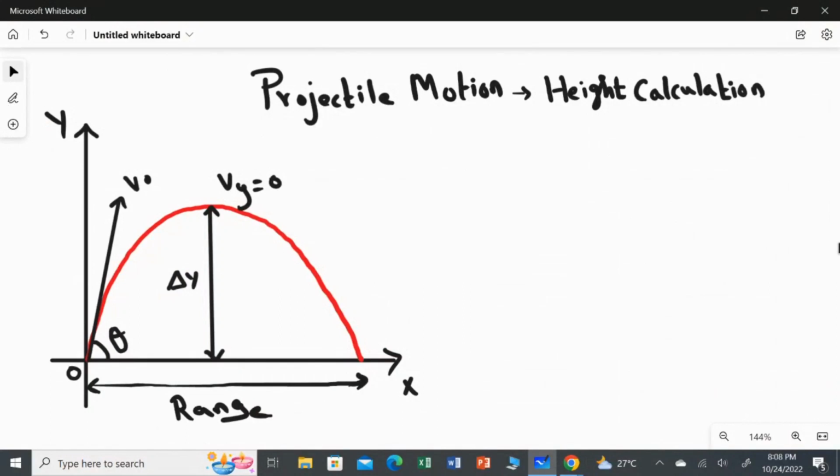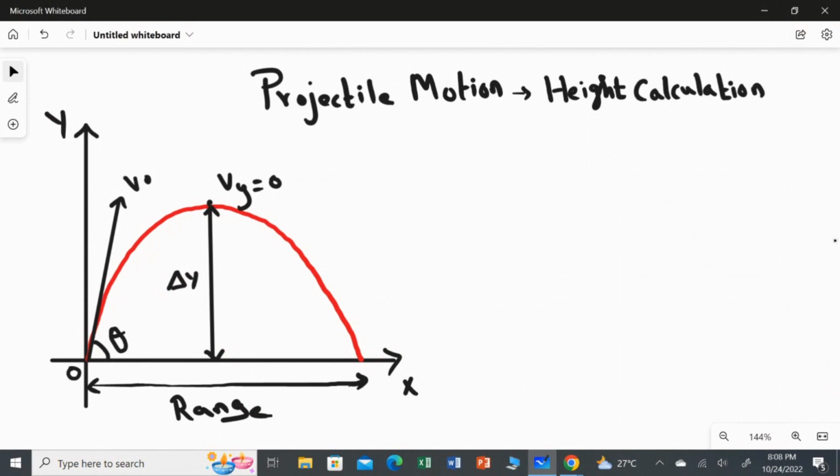In this video, I am going to derive the equation for calculating the maximum height in projectile motion. If you launch the projectile at a certain angle theta with some initial velocity, the projectile will undergo a parabolic trajectory, which is indicated here in the red color line. When the projectile reaches the maximum height, the velocity in the y direction will be 0.